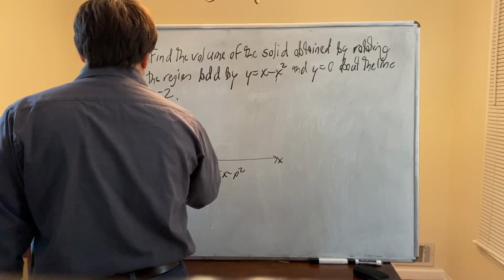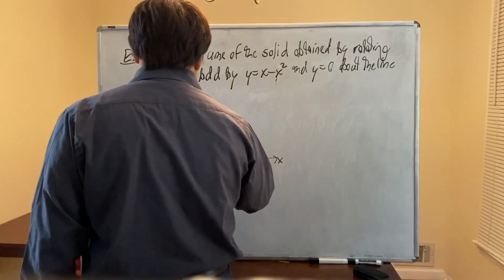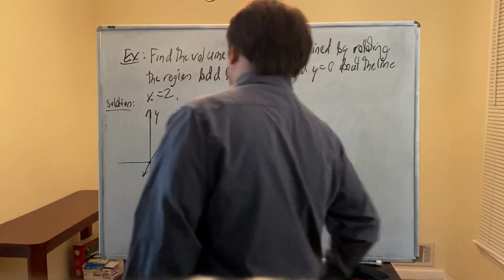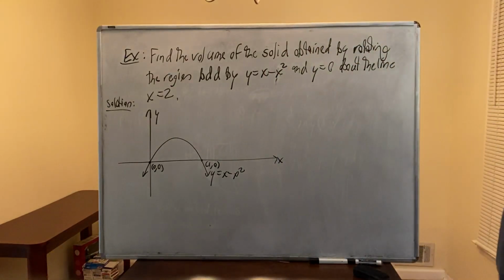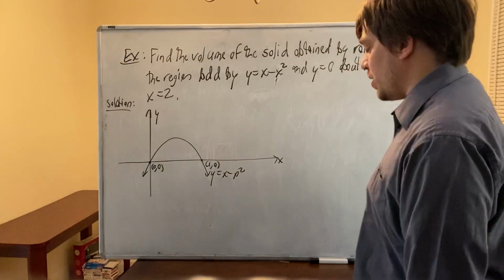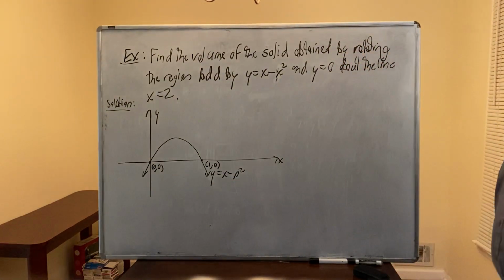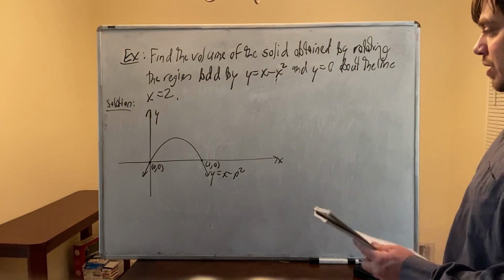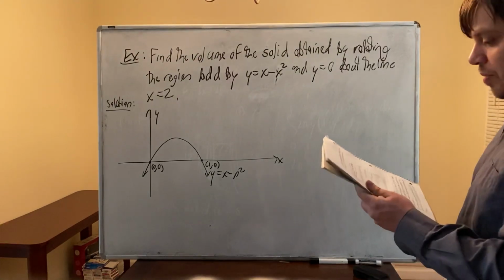The points where it crosses the x-axis are (0, 0) and (1, 0). You can easily see that: if you plug in x equals 0, you get 0. If you plug in x equals 1, 1 minus 1 squared is 0. And so you can see the two zeros of that function very easily, the origin and (1, 0).